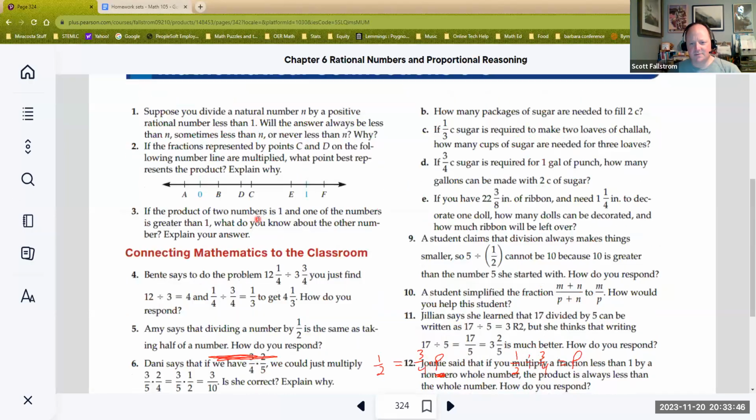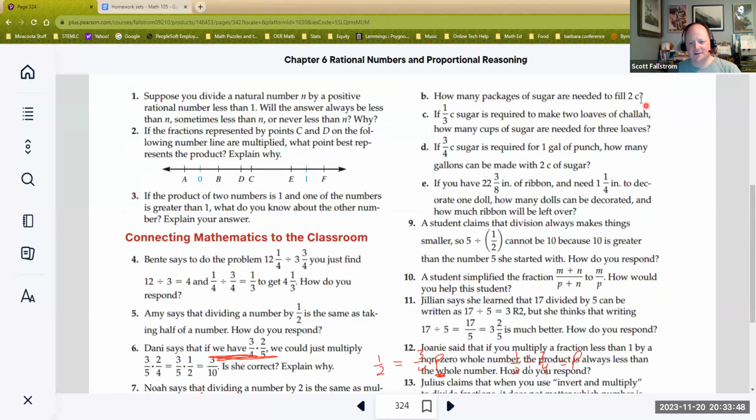Okay, let's go up here. It looks like there's some other pieces to it. How many packages are needed to fill 2 cups? Okay, well, if I was doing that one, I'd probably set it up as a ratio, if you want to be perfectly honest, because that's not exactly division or multiplication. Let's see here. If 1/3 cup of sugar is required to make 2 loaves of challah, how many cups of sugar are needed for 3 loaves?